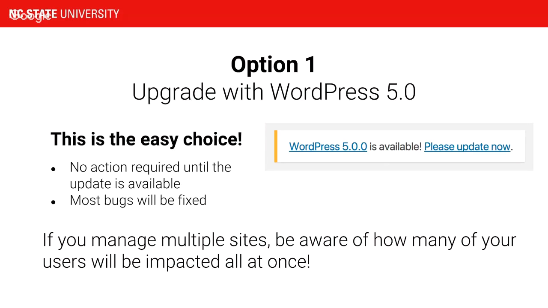So option one, upgrade with WordPress 5.0. That's the easy choice. You don't have to do anything special until the update pops up on your screen, and you can hit that update button. Most bugs are probably going to be fixed, we hope.